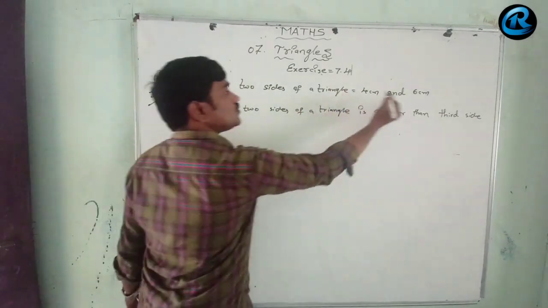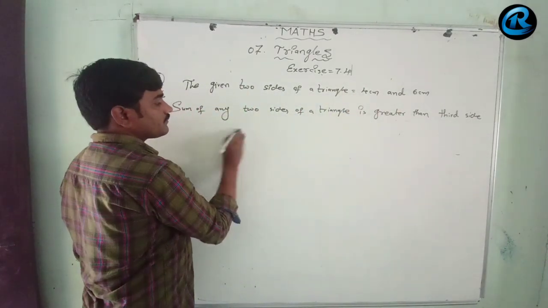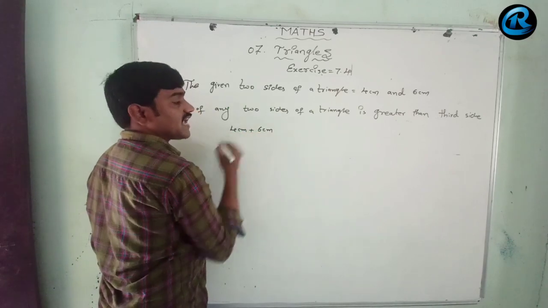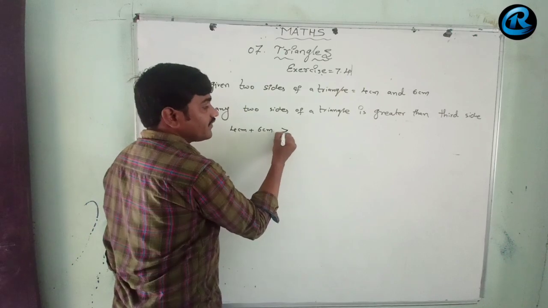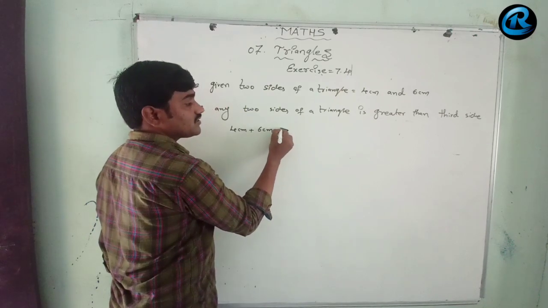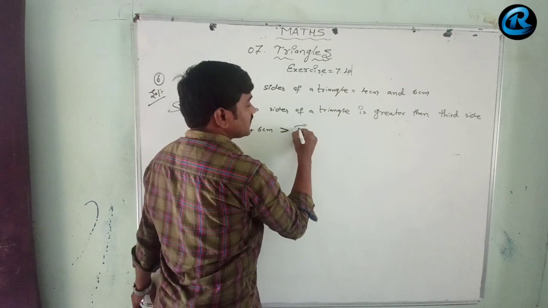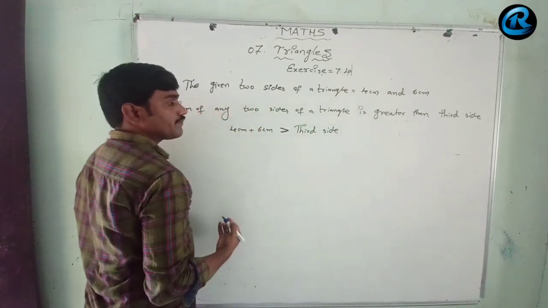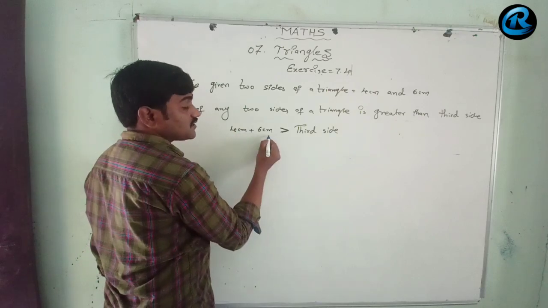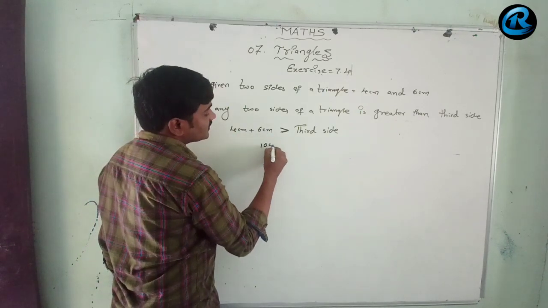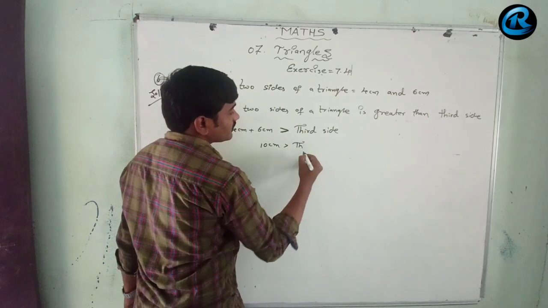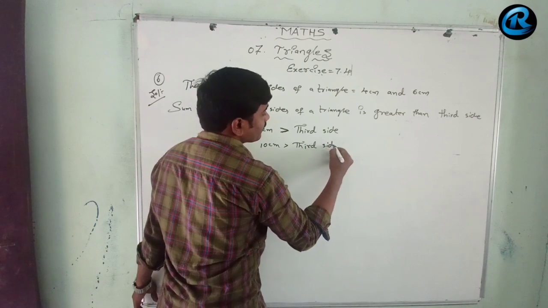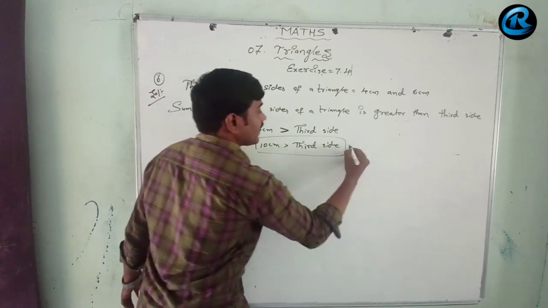Let us add these two sides. So here 4 cm plus 6 cm. Let us add these two sides of the triangle. It must be greater than the third side. So what happens here? 4 cm plus 6 cm, that is 10 cm, is greater than the third side. This you keep as equation number 1.